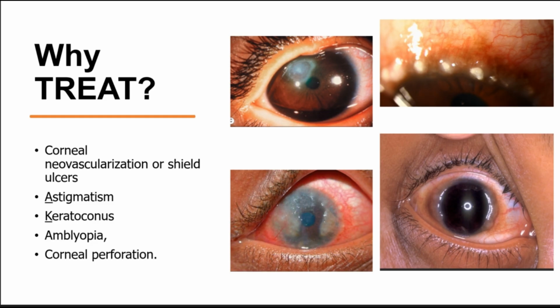Okay, let's begin. So, why do we basically need to treat VKC? Ineffectively treated VKC can lead to various problems. We can develop corneal neovascularization, pannus, there can be development of shield ulcer. Shield ulcer in itself can cause various problems. The patient can have astigmatism. Because of constant rubbing of the eyes, he can develop keratoconus. There could be development of amblyopia, and also there can be corneal thinning and perforation. Now, if you want to avoid all these blinding complications, we have to treat VKC effectively.